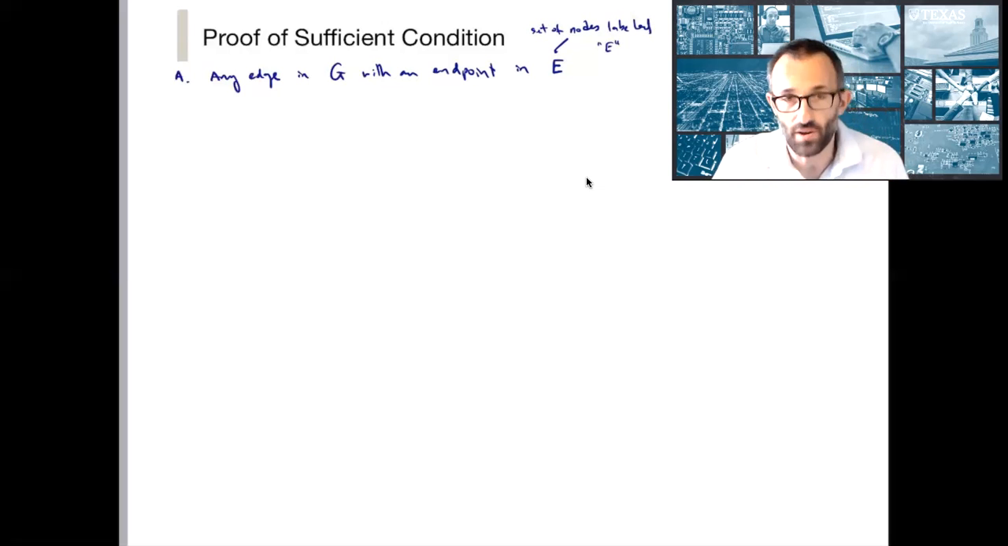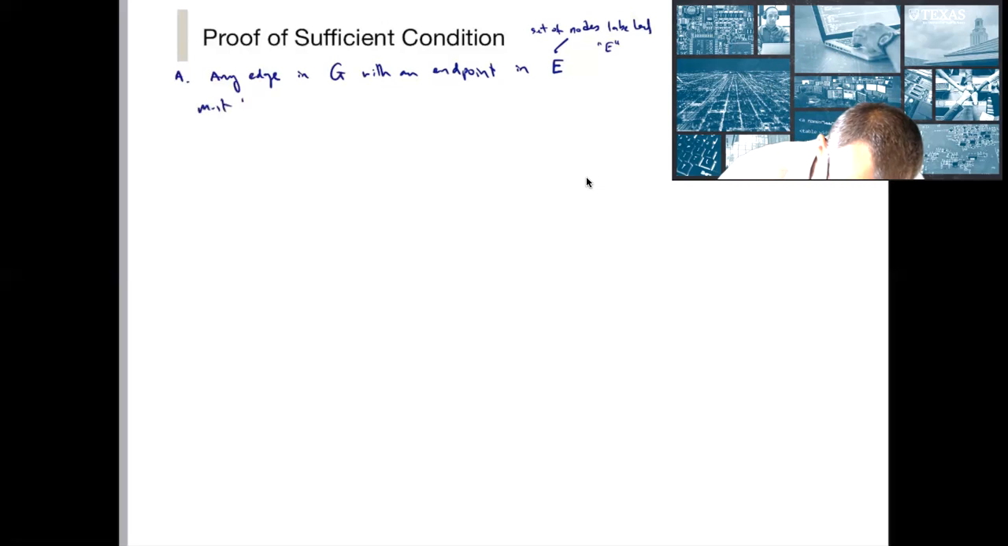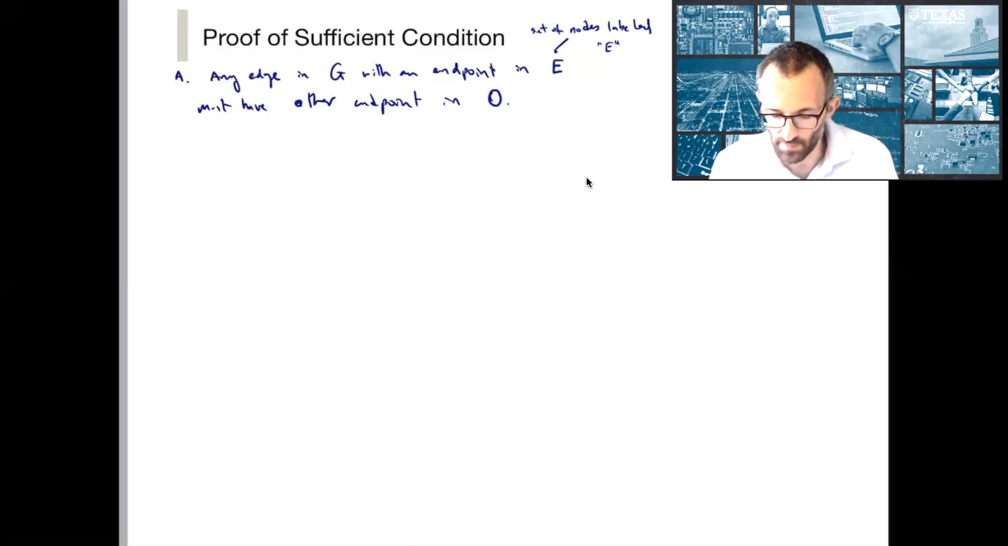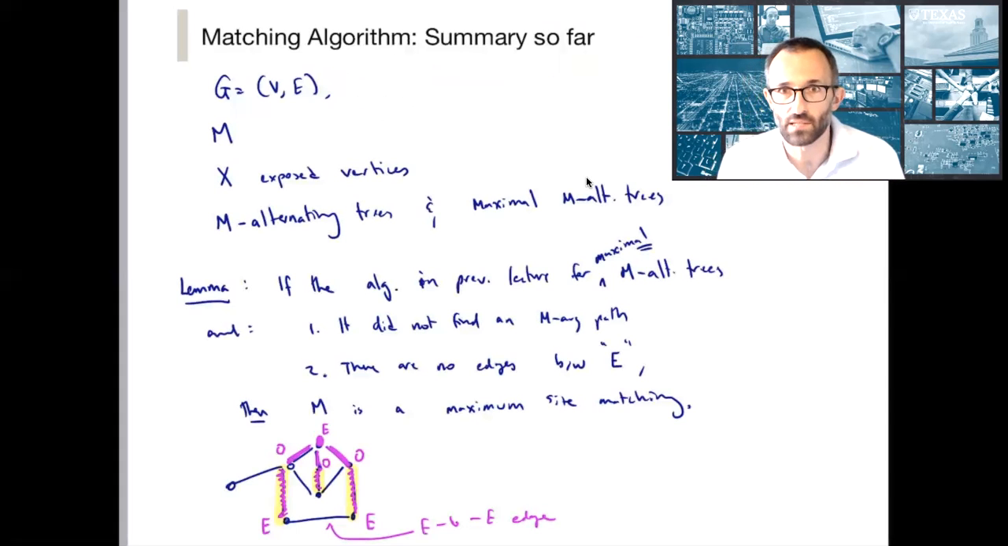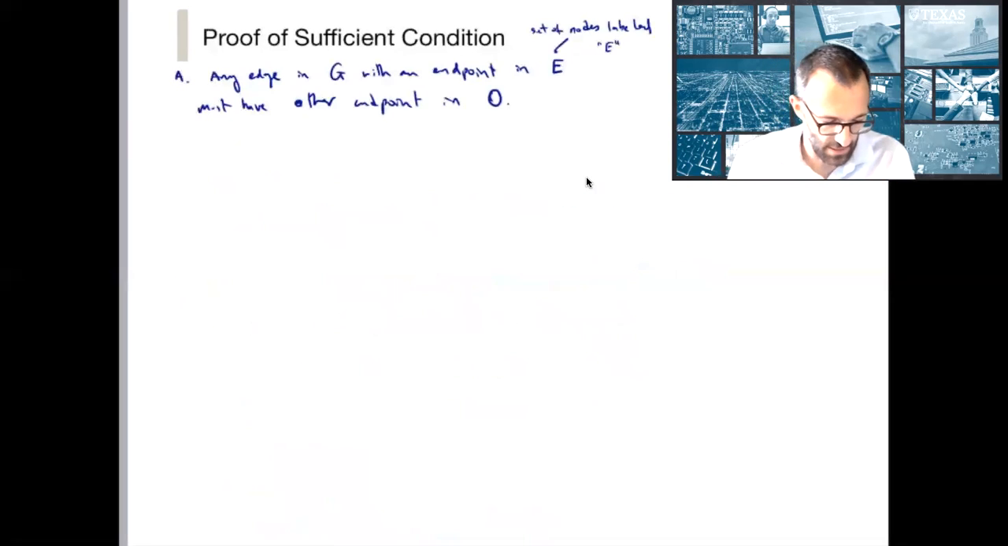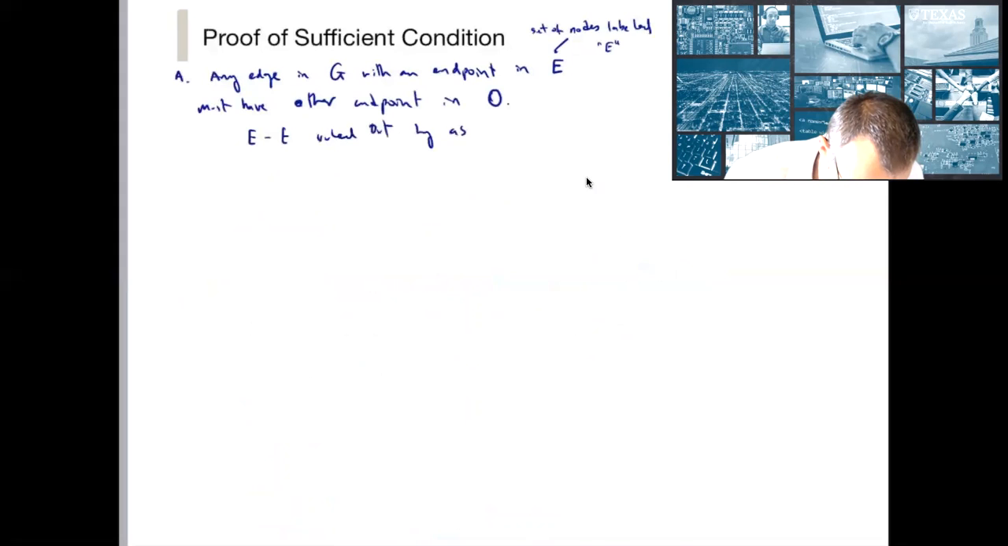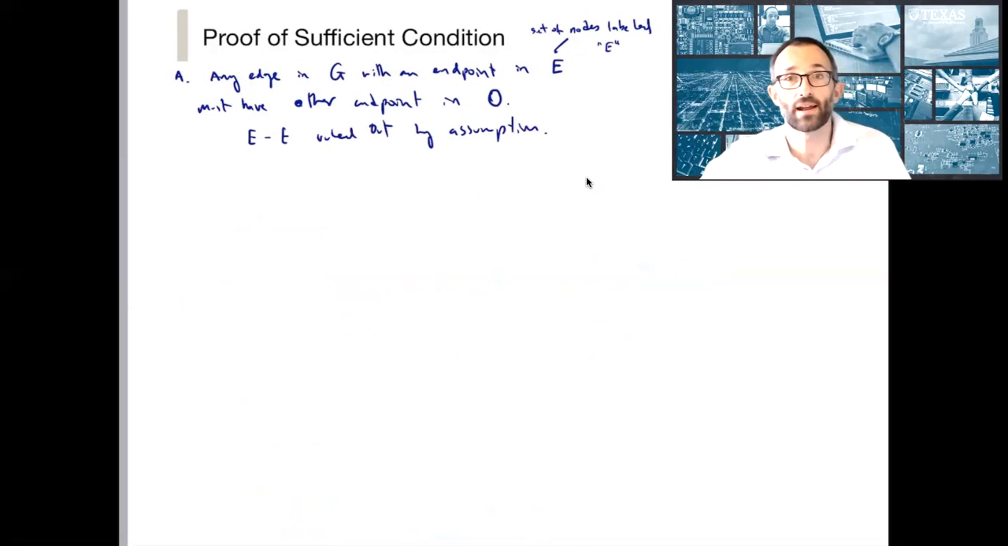Okay, so any edge in G with an endpoint in E must have its other endpoint in O. This is O meaning odd. This is obvious because that's the assumption. There are no edges from E to E. So if I have an edge that starts in an E, then if property 2 is satisfied, then obviously it does not end in E. And so again, E to E is ruled out by assumption, and the possibility that E connects to some other node that I have not yet added to a tree and therefore has not been labeled is ruled out by maximality.